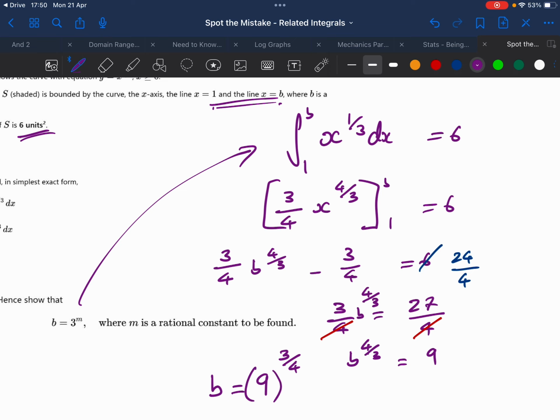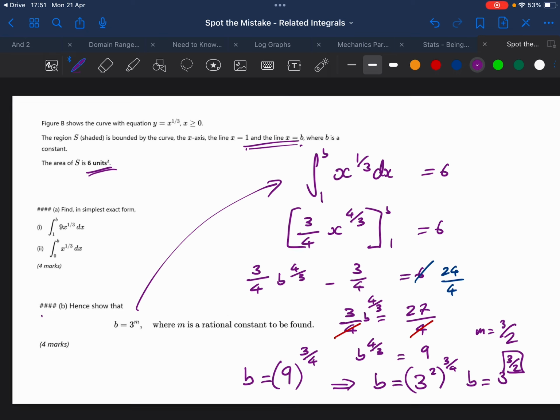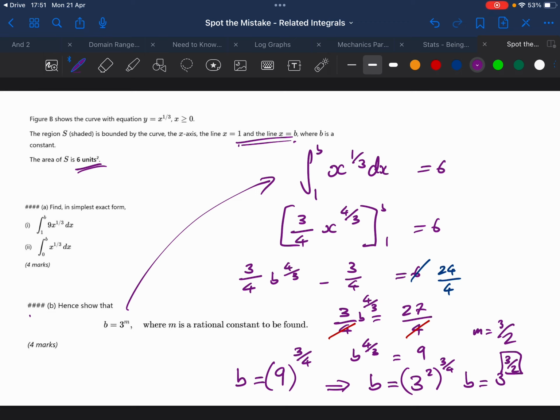And 9 itself, we're going to rewrite as 3 squared. So b equals 3 squared to the 3/4. So b equals, what's that to finish off with? That's 6/4, isn't it? Or 3/2. Okay, so m equals 3/2 to finish. So something a little bit different to finish off with there.